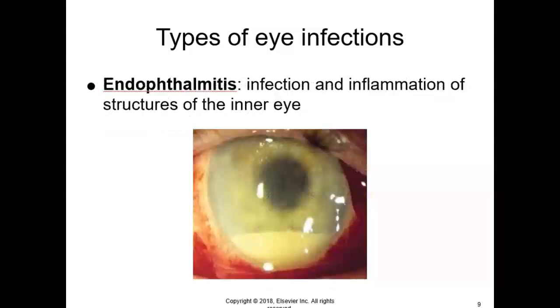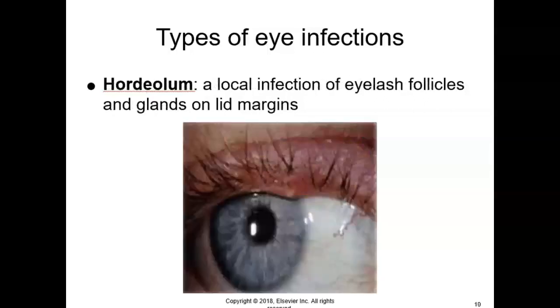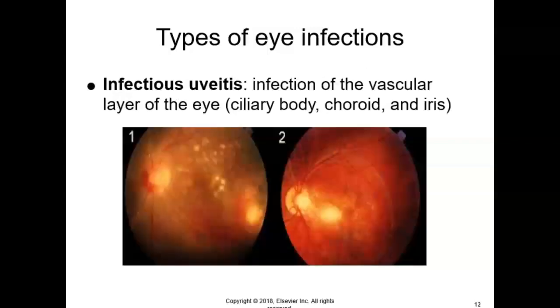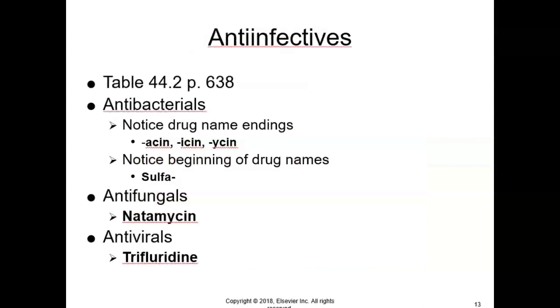Endophthalmitis is infection and inflammation of structures of the inner eye. Hordeolum is a local infection of eyelash follicles and glands on the lid margins, and this condition is commonly known as a stye. Infectious keratitis is corneal infection and inflammation. And finally, infectious uveitis is infection of the vascular layer of the eye. The ophthalmic anti-infectives are found on page 638.